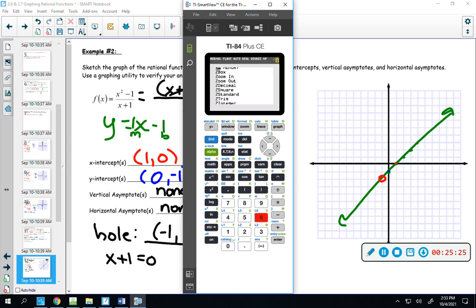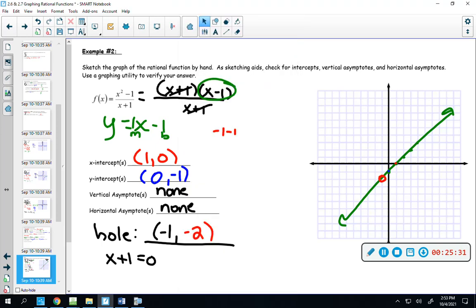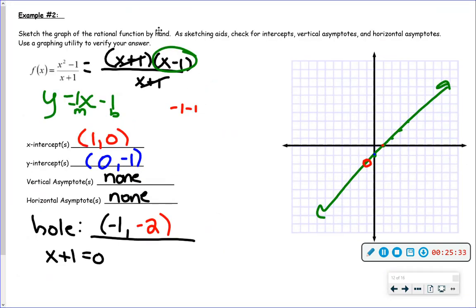All right, zoom 6, of course, puts you back to the standard. Don't just trust the picture that it shoots out at you. Okay, any questions on that guy? That's kind of a unique one.